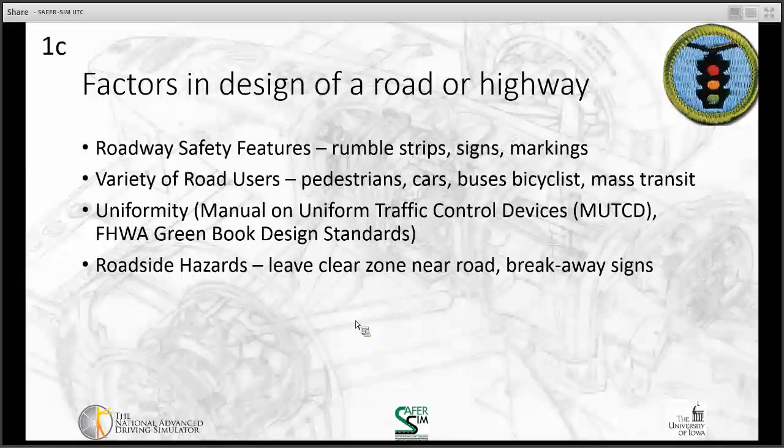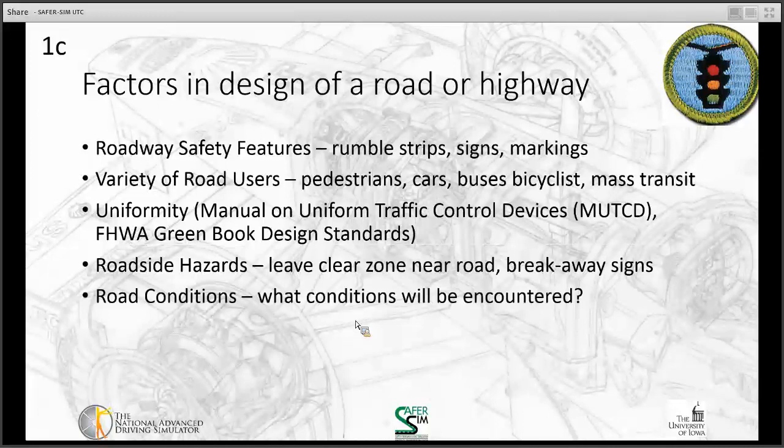The other thing we do is deal with breakaway signs, and that's been a big transition over the last decade or two, where signs are now designed to collapse if you hit them, rather than being a fixed object where injury could be greater if you hit them and they don't move. So roadside hazards are things we try to design out when we're designing the roadway.